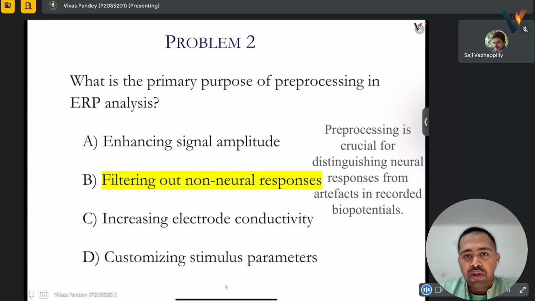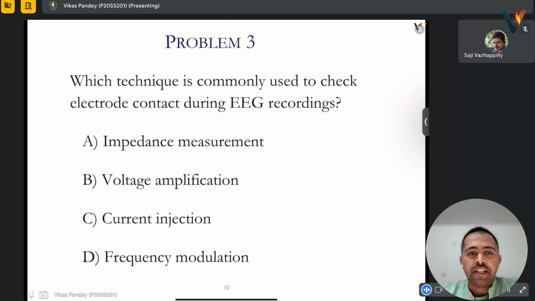Which technique is commonly used to check electrode contacts during EEG recording? Impedance measurement, voltage amplification, current injection, or frequency modulation? It is impedance measurement. Like we were discussing in the previous class, how they put some conductive gel to reduce this impedance. So when it is started, impedance measurement of all the electrodes is done to ensure that we will get a good signal. Fine.